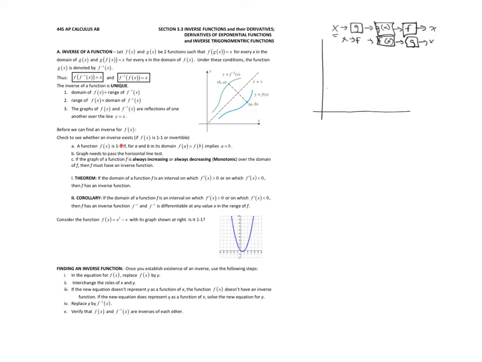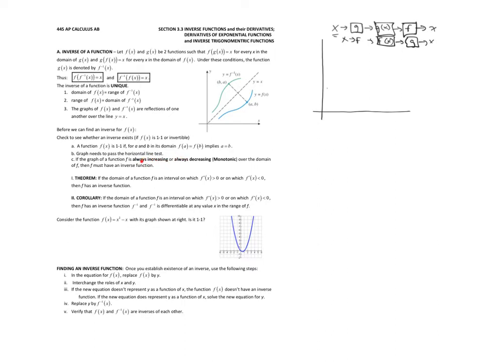Here's a nice little idea. We always learned that a function is one-to-one, which means it has an inverse, if it passes the horizontal line test. That's our primary way that we've always checked whether a function has an inverse or not. Now, because we have calculus, we can think about another way that we might be able to discover if a function has an inverse or not.